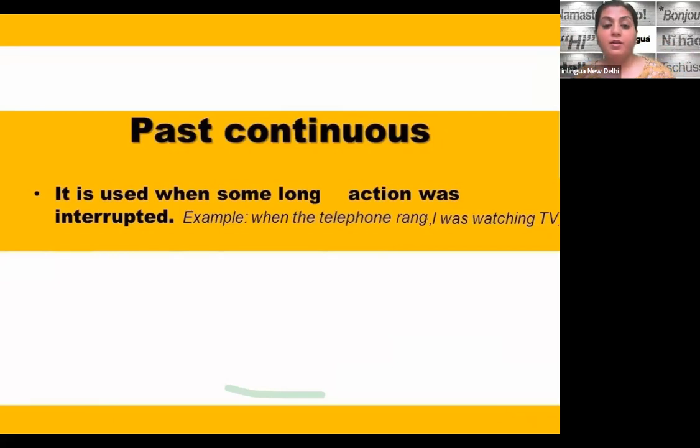But sometimes you also use past continuous when you have some long action that was interrupted by another action. And how do we join these two actions? By using the word when. Let's look at the example. The telephone rang when I was watching TV, or I was watching TV when the telephone rang. When the telephone rang, comma, I was watching TV. All of these are correct.